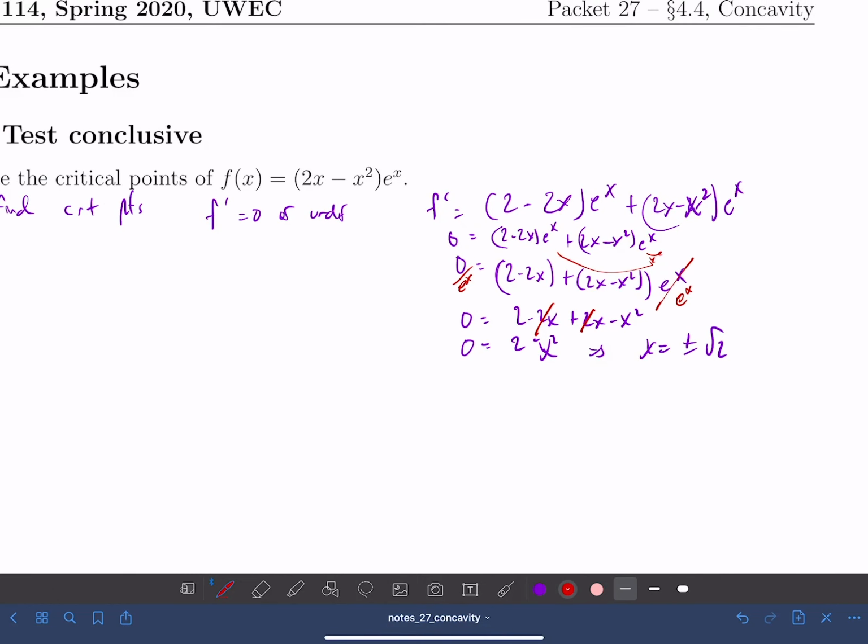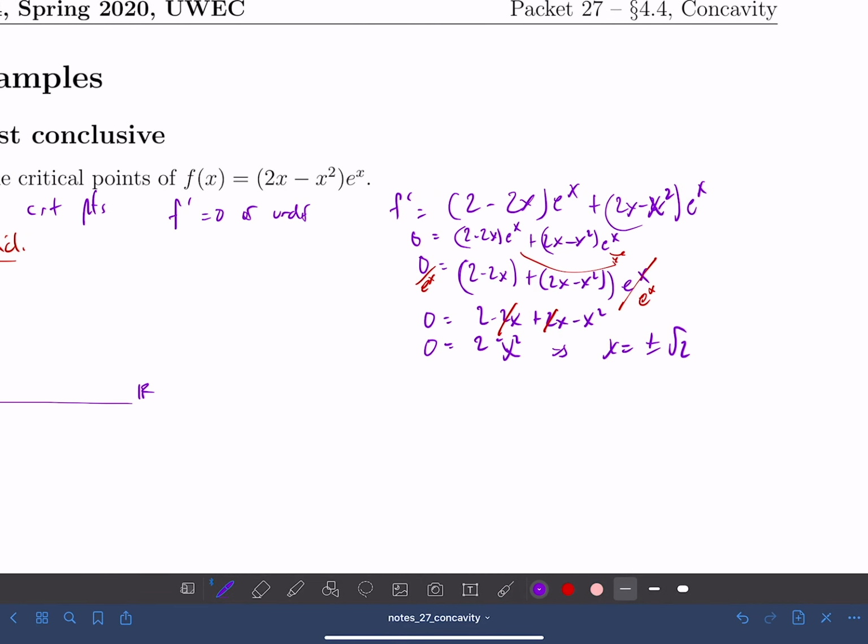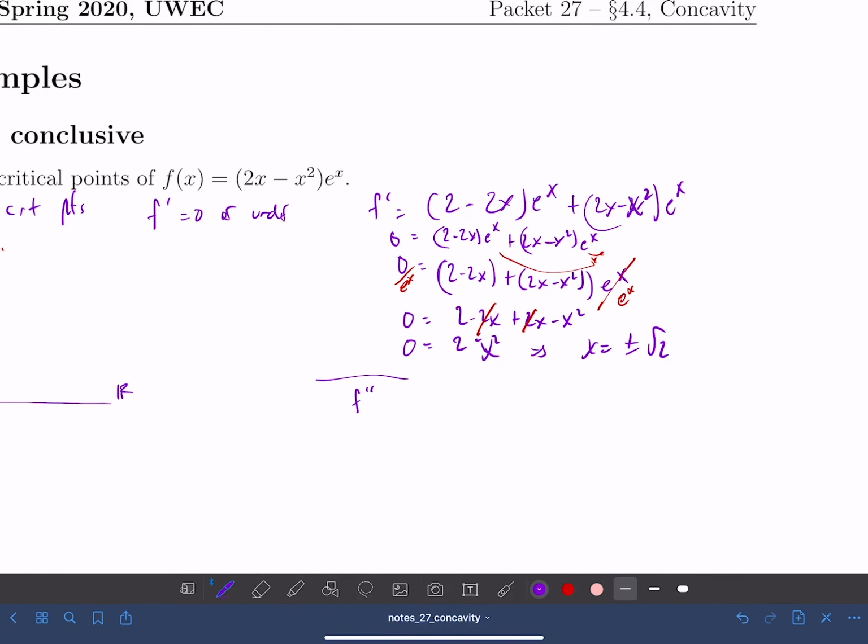So I've got myself a table, x's and conclusions, minus root 2 and root 2. Those are my critical points. Now I want to classify each of those things, and I'm going to construct my number line. I want to put on here my possible inflection points, so now we're going to need to find those. That's where f double prime is 0 or undefined. So let's take f double prime.